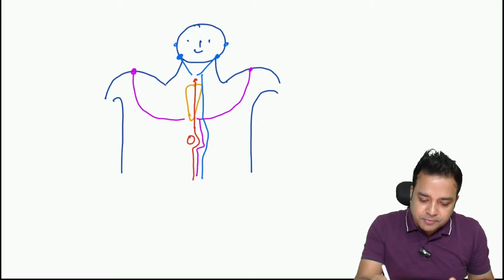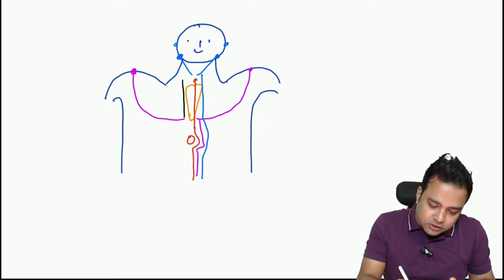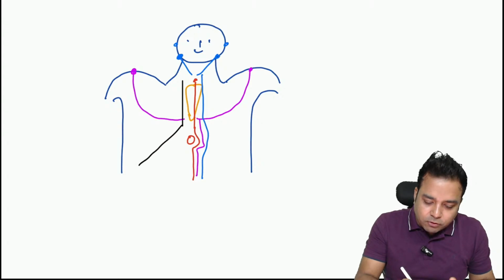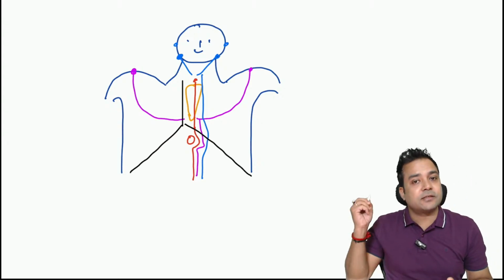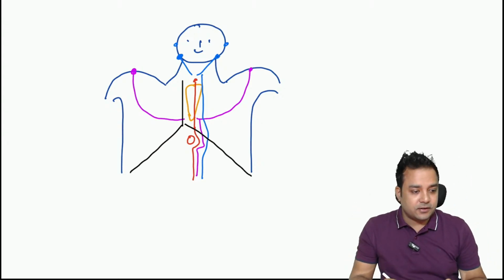And the inverted Y will be like this. Start from the sternal notch till above the umbilicus, and then go laterally to both ASIS. This is the inverted Y. Easy?